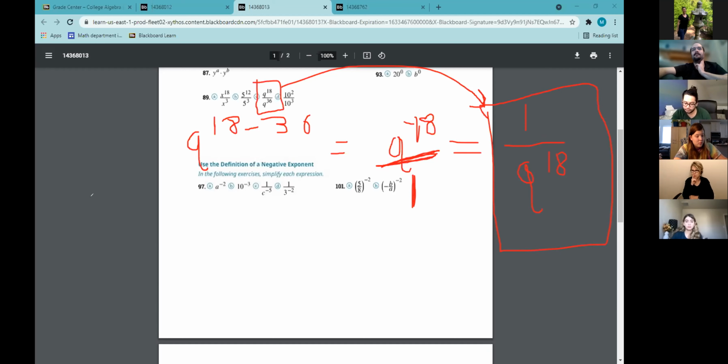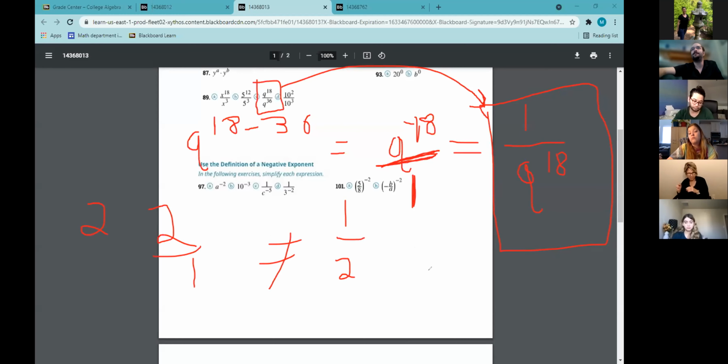Right. So, I'm just trying to double check. Would it be okay to write Q to the 18th, or should I write it 1 over Q to the 18th? It should definitely have the 1 over. Okay, gotcha. Because 1 over Q to the 18th is different than Q to the 18th over 1 or Q to the 18th, right? It's the same thing if we take 2, that would be 2 over 1. That's not the same thing as 1 over 2, right? Those are different things. Yep. Good questions. All right.